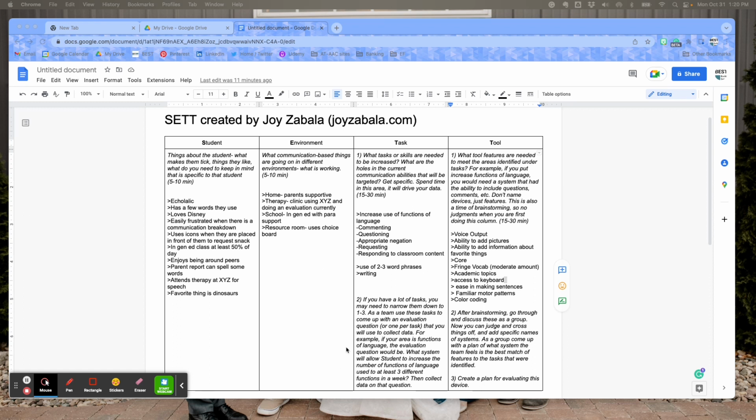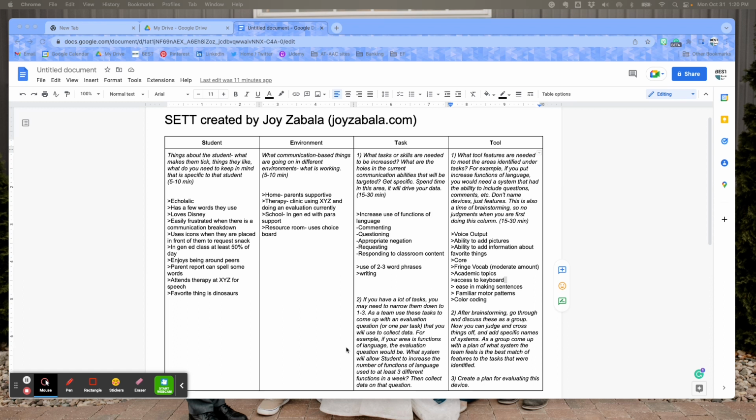The student has favorite things, loves dinosaurs, and is real specific. It can't just be dinosaur, but it has to be the different names of dinosaurs. We need a triceratops, and we need a... that's the only one I know. So we want to be able to add some of that information. We want to make sure we have a strong core vocabulary in our system.